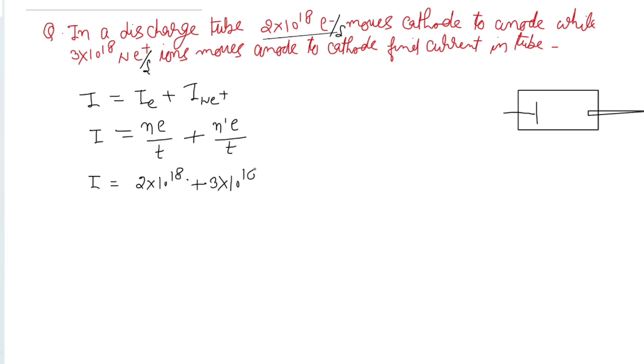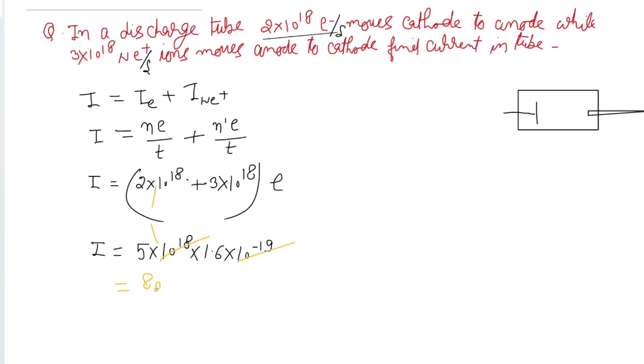Now you see we have written these values. The charge of electron e is common in both terms, so taking e common, this will be 2 into 10 to the power 18 plus 3 into 10 to the power 18, so it comes to 5 into 10 to the power 18. And what is e? e is the charge of electron, which is 1.6 into 10 to the power minus 19. Now when you simplify this term, the 10 to the power minus 1 term remains. So this will be 1.6 into 5, which is 0.8.